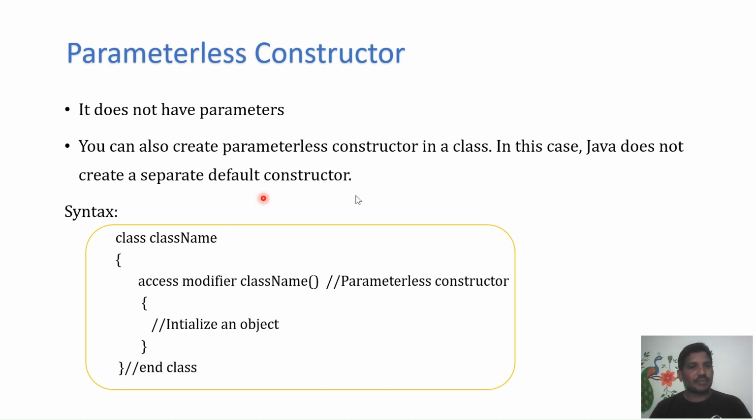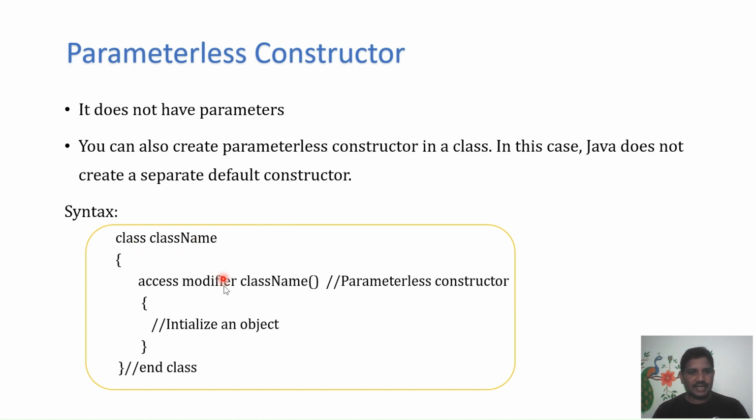Java doesn't create any separate default constructor. It means that if you have created a parameterless constructor in your application, at that time, the compiler does not create any default constructor. Then what is the syntax to define a parameterless constructor in Java?